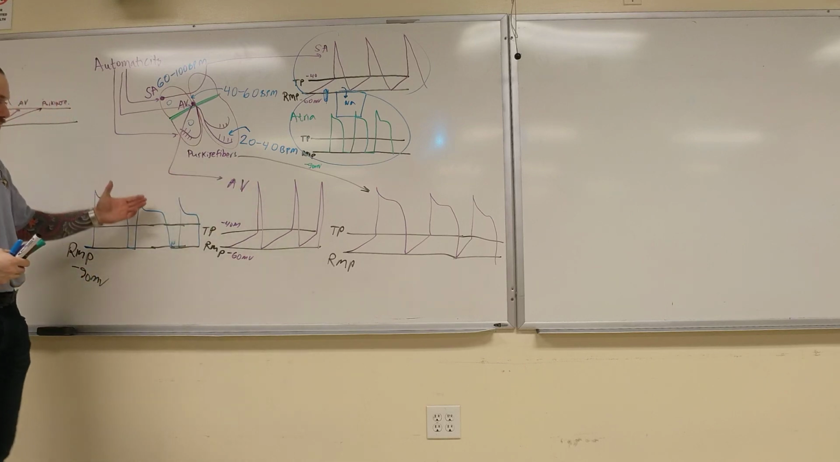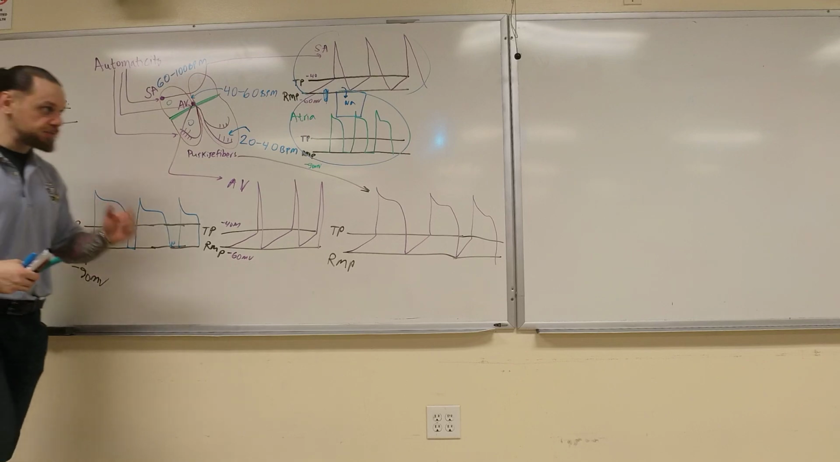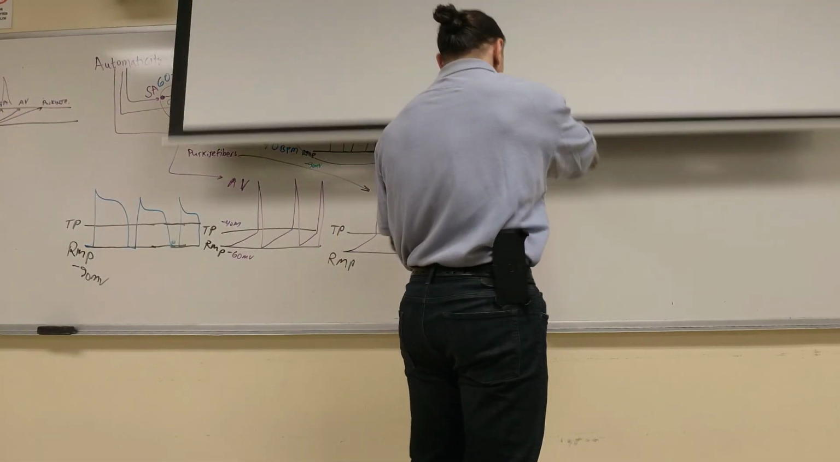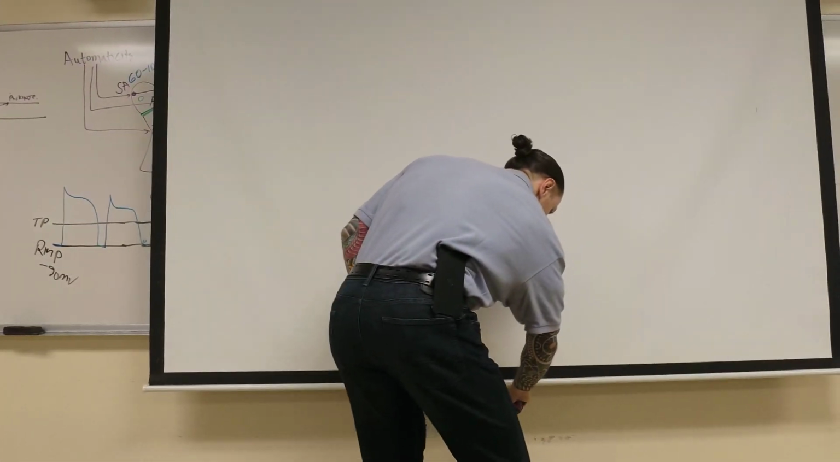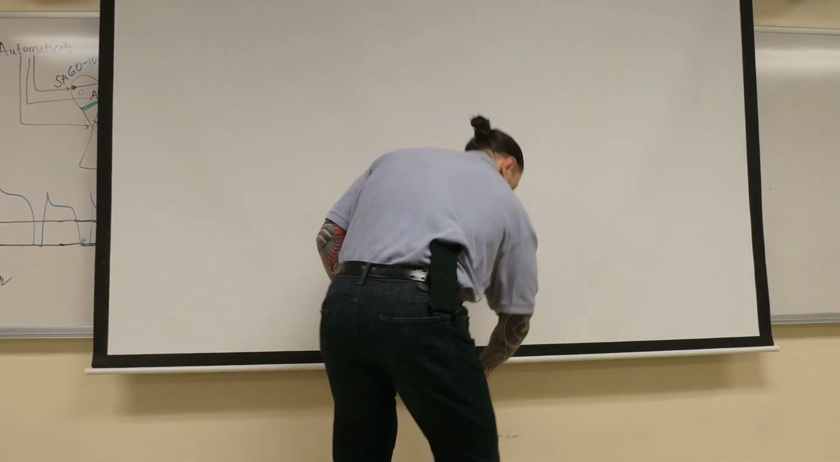Then the impulse will propagate further. So the same thing for the ventricles. Via gap junctions, it will propagate. Let me show you so you see how they work. I showed this before, but it's important enough to show you guys again.